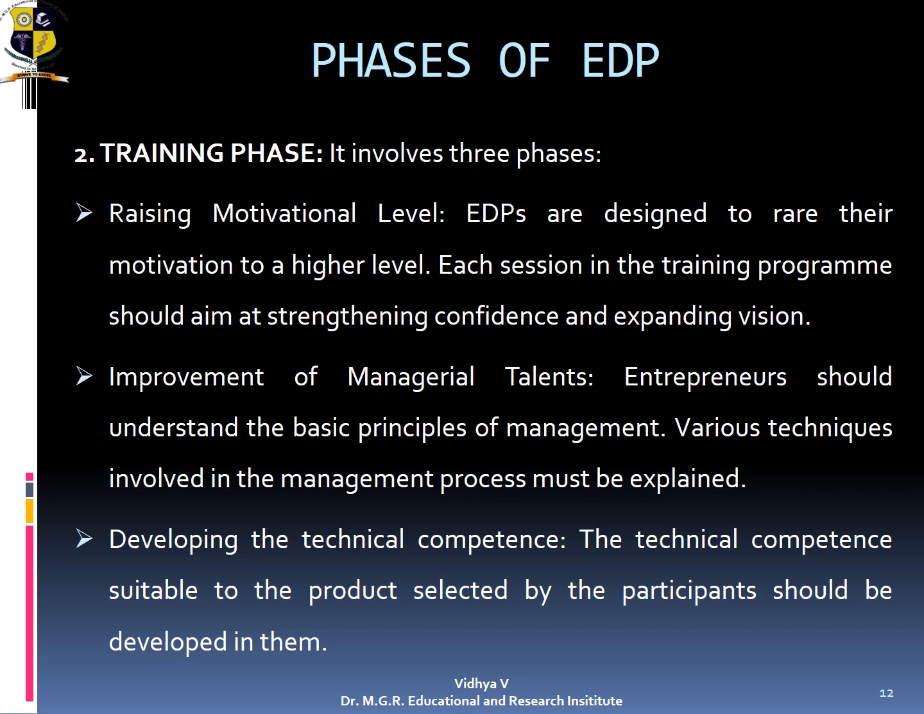The second phase is improvement of managerial talents. Entrepreneurs should understand the basic principles of management, and they should also be made to realize the benefits and significance of management functions like planning, organizing, staffing, controlling, coordinating, etc. And the third phase is developing the technical competence. During the course, a candidate may select one or more products for manufacture. So, the technical competence suitable to the product selected should be developed in the participants.